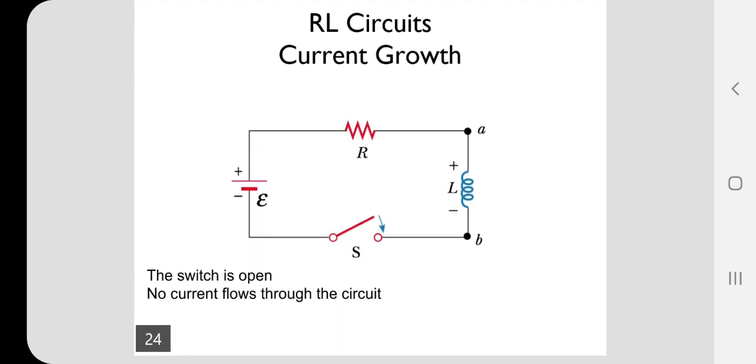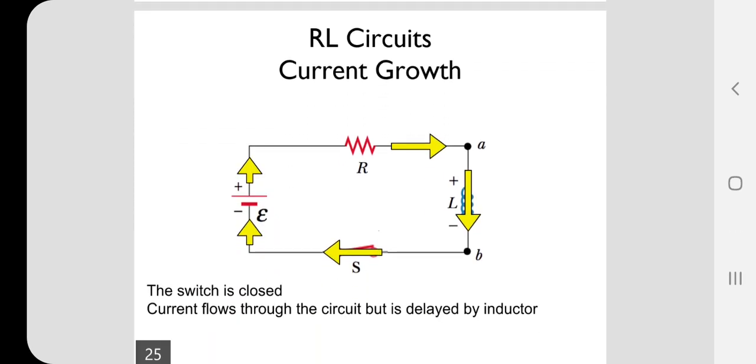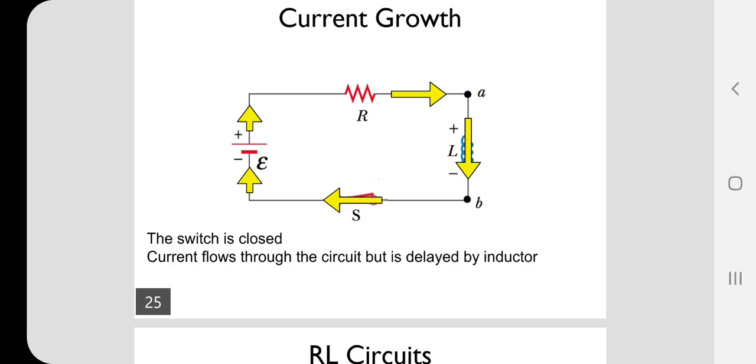Now we come to the RL circuit. Similarly, you do the same derivation. RL circuit current growth: while the switch is closed, the inductor acts as open automatically. At 0 plus, just as the switch is closed, I of 0 plus is equal to 0, so the current passing through is 0. Then the switch is closed and the current flows through the circuit, but it is delayed by the inductor.